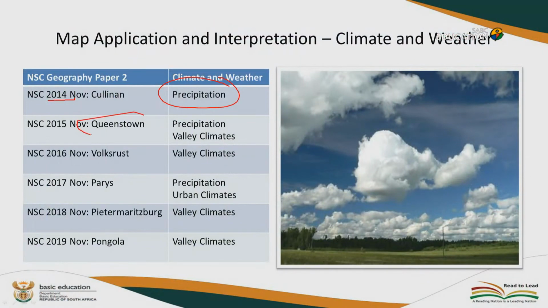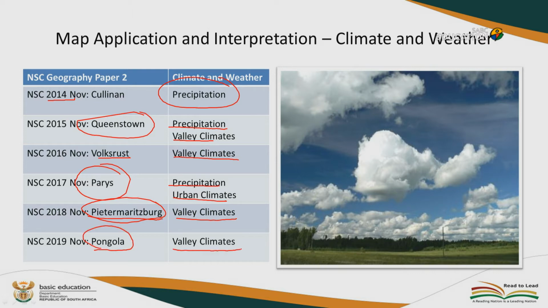In 2015, the map of Queenstown, precipitation again, type of rainfall, as well as valley climates. 2016, on the map of Falkirk, the emphasis was on valley climates. In 2017, the map of Paris, again, precipitation, as well as, for the first time, urban climates. In 2018's Geography Paper 2, which dealt with the map of Pietermaritzburg, you had valley climates. And in 2019, as early as last year, on the map of Pongola, the emphasis was on valley climates.